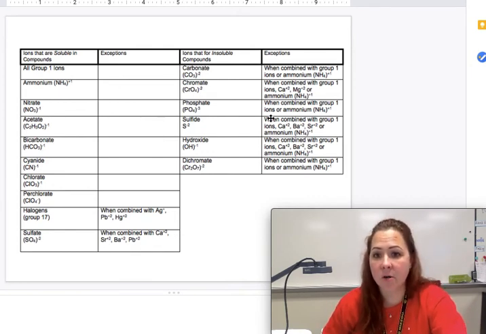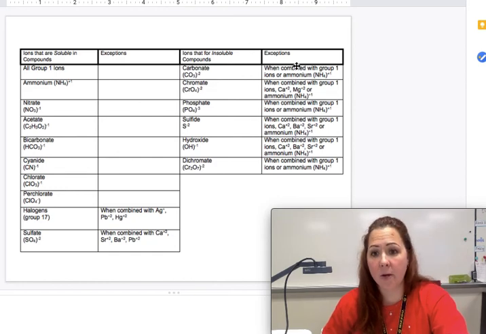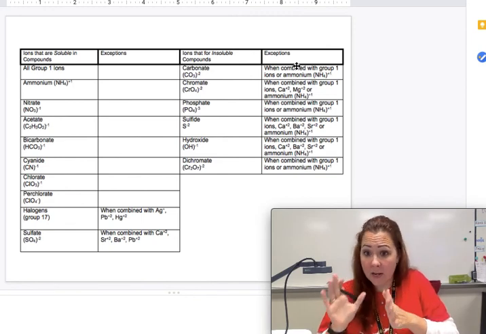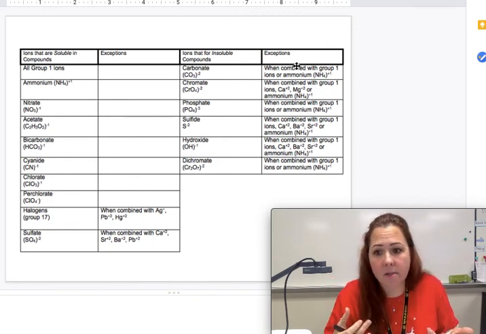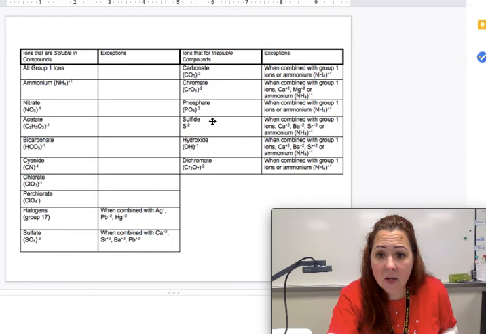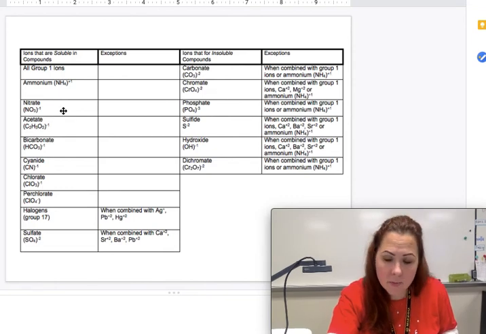On this other side of the chart, the way that you read it, if you have carbonate, carbonate is always insoluble, so it's always a solid, except when it's combined with group 1. So if you have potassium and carbonate, it's no longer an insoluble solid. It's the other side of the chart, it's aqueous. Or ammonium. And down here, sulfur, which is called sulfide in a formula, is always going to be a solid, insoluble, unless it's combined with group 1, calcium, barium, strontium, or ammonium. So if you have any of these examples, we're no longer insoluble, it makes it soluble.